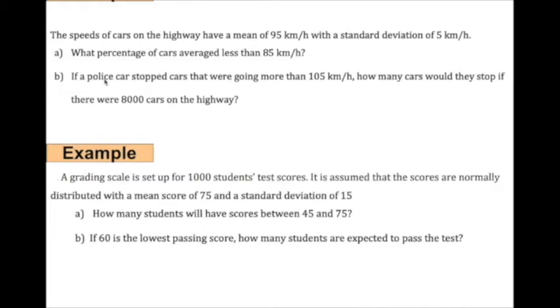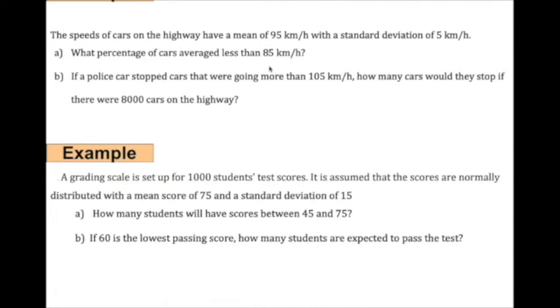Let's continue to the next example. Here, given the speeds of cars on the highway have a mean of 95 kilometers per hour with a standard deviation of 5 kilometers per hour. What percentage of cars average less than 85 kilometers per hour?